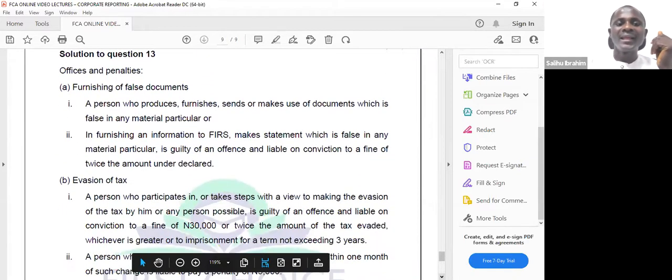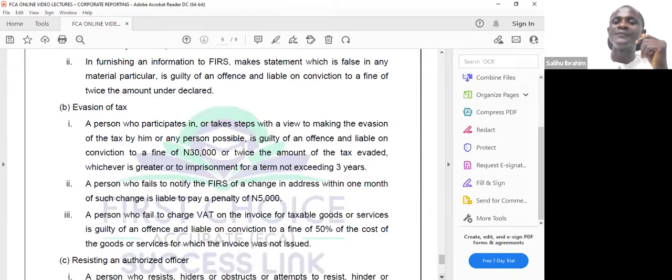Then, evasion. A person who participates in or takes steps with a view to making the evasion of the tax by him or any person is guilty of an offense and liable on conviction to a fine of 30,000 naira or twice the amount of the tax evaded, whichever is greater, or to imprisonment for a term not exceeding 3 years. So if you're a director of a company and you facilitate the process of tax evasion, you are guilty of an offense and you pay either 30,000 or 2 times the tax being evaded, whichever is higher, or you go to prison for a period of 3 years or less, whichever you have preferred.